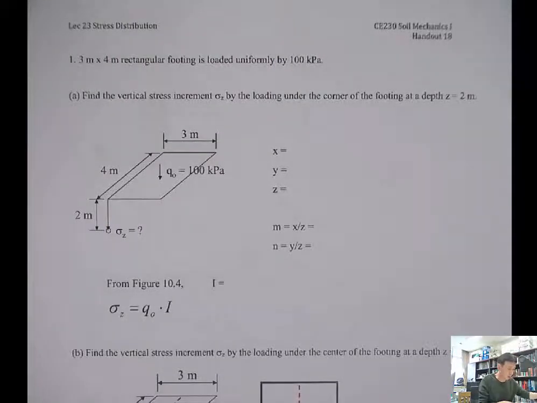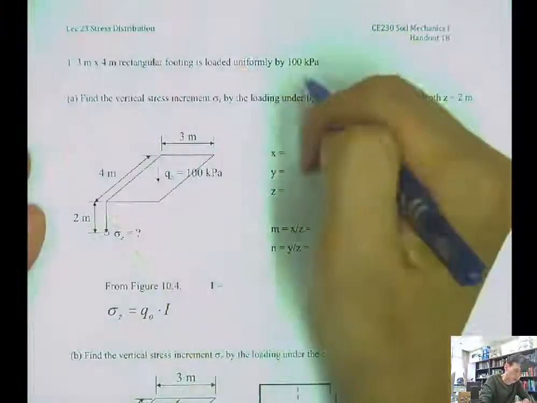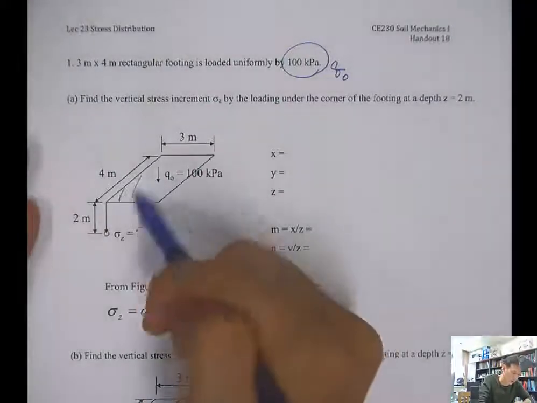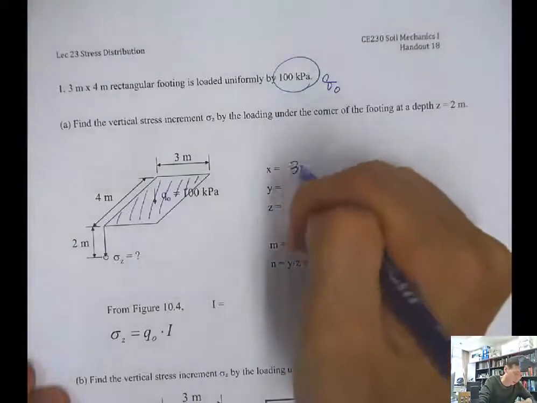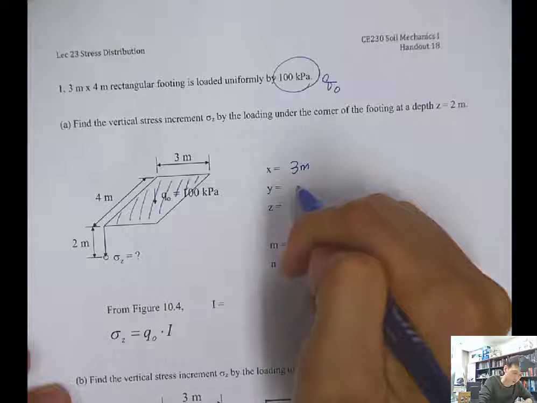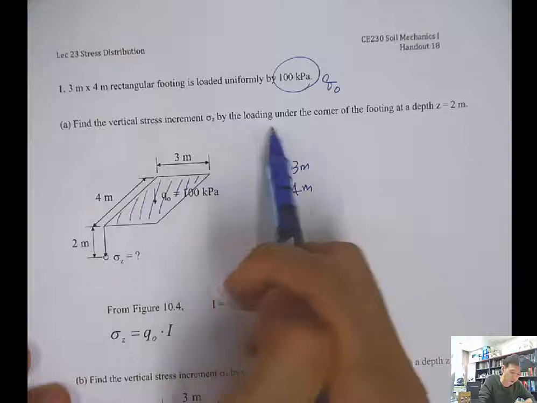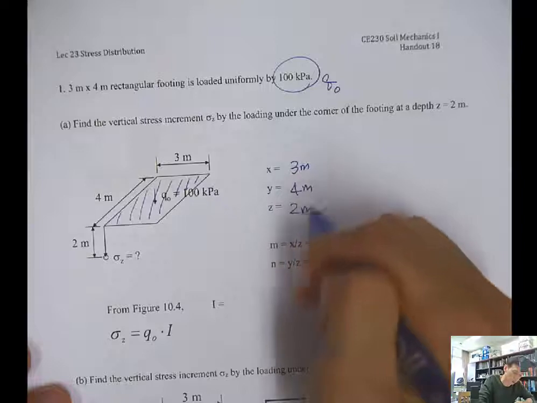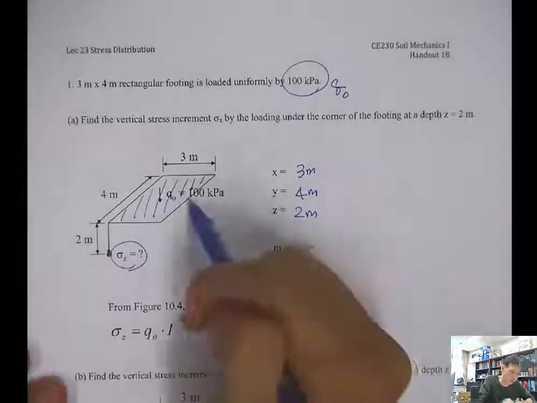Okay, here we have a 3 meter by 4 meter rectangular footing. It's loaded uniformly by 100 kilopascal. So this will be Q naught, right? And here is the loaded area. Then X is 3 meter and Y is 4 meter. And find the vertical stress increment sigma z by the loading under the corner of the footing at the depth z of 2 meter. So that's 2 meter. So we are looking at what will be the vertical stress increase by this Q naught.